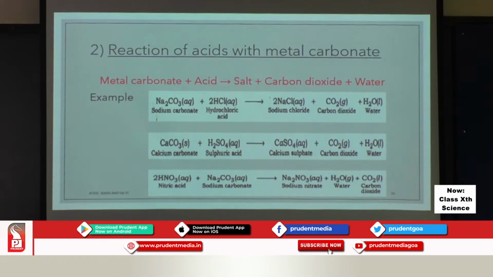So when metal carbonates react with acid, it results in the formation of salt, and carbon dioxide and water are given out. Now remember, a very clear distinction: when a metal reacts with acid, which gas is released? Hydrogen gas is released in the equation. But in case of metal carbonates, when they react with acid, it's carbon dioxide gas that is evolved in the reaction.